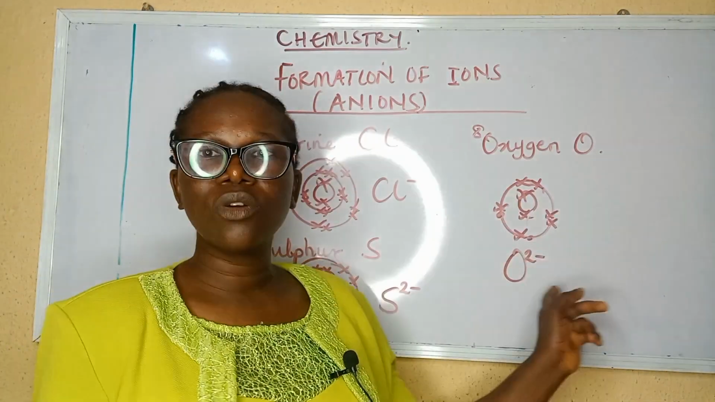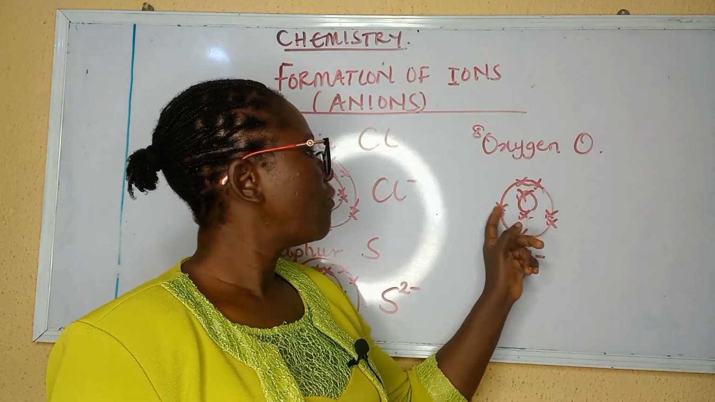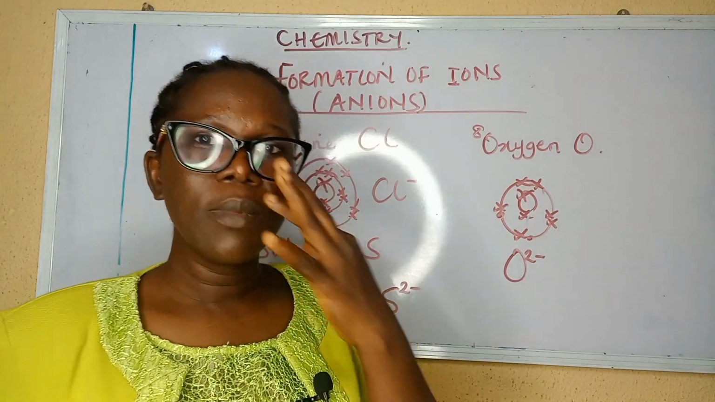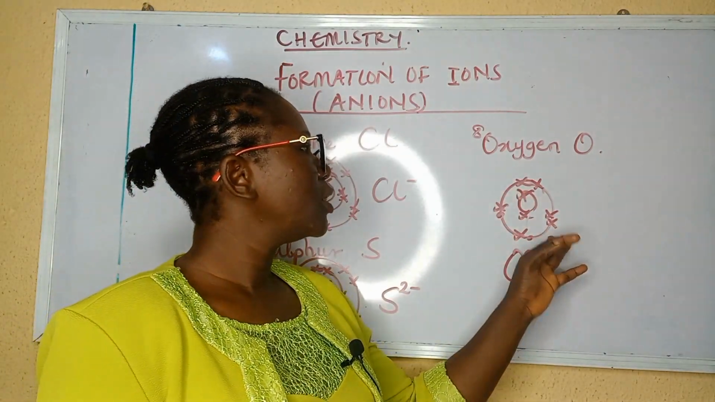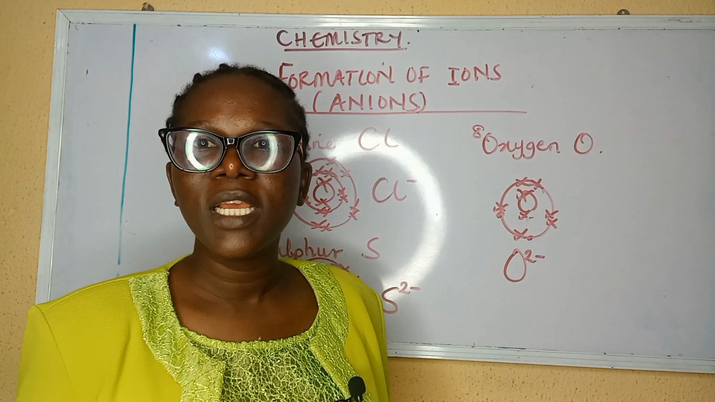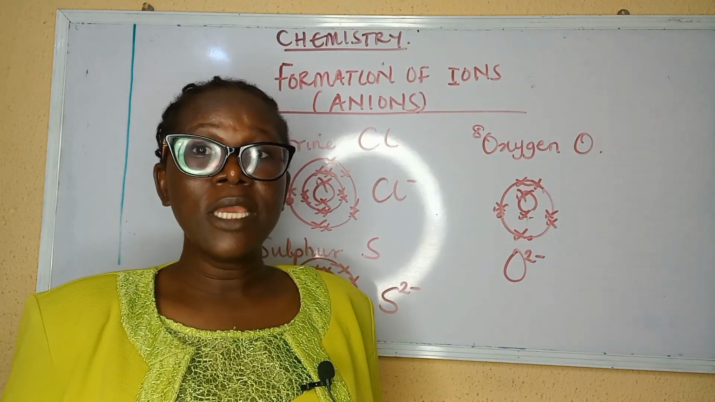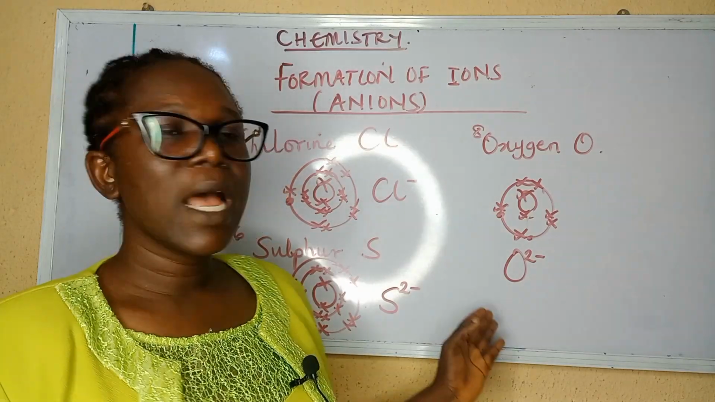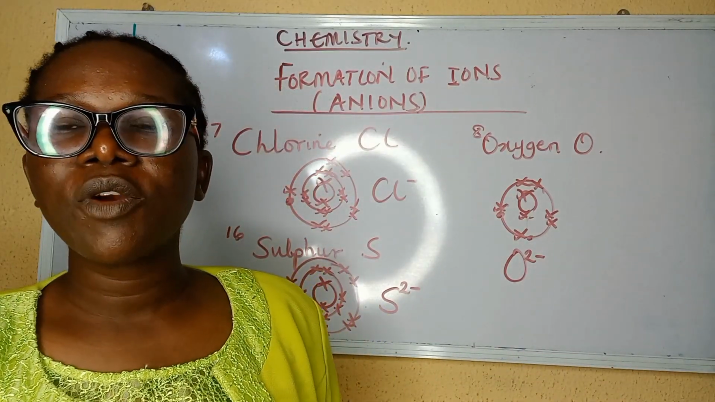The valence electron, which is the electron at the outermost shell, is 6: 1, 2, 3, 4, 5, 6. While the oxidation number is minus 2. Now, the number of electrons has increased. By gaining 2 more electrons, it is now 10. That's the nearest noble gas structure, neon, with 10. So this is how an element becomes an anion. When an element gains electrons, it becomes an anion.